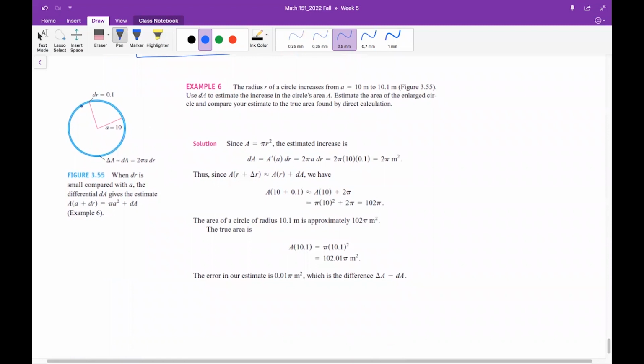There is a circle here, and the radius of this circle increases from a equals 10 to a equals 10.1. So there is an infinitesimal increase in the radius. Use dA to estimate the increase in the circle's area. The circle's area is denoted by A. It is obviously pi r squared. The area depends on the radius like that.